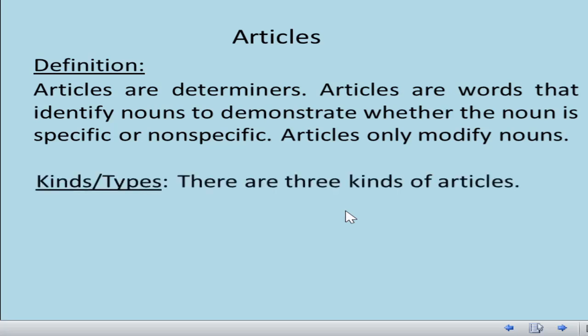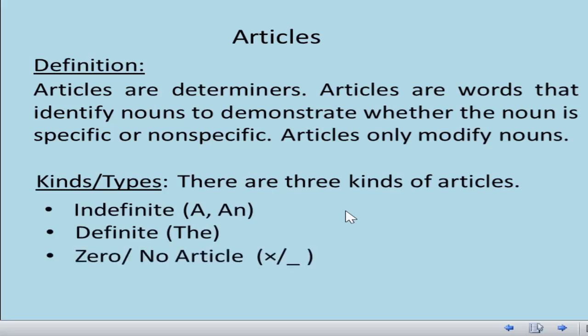Now, how many kinds of articles are there in English grammar? We find three types of articles in English grammar: indefinite articles, a or an; definite article, the; zero article, or it is also called no article. So we find three types of articles in English grammar: indefinite articles, definite article, zero article, or no article.